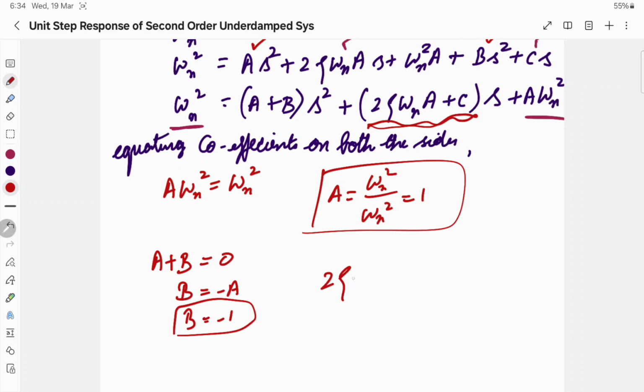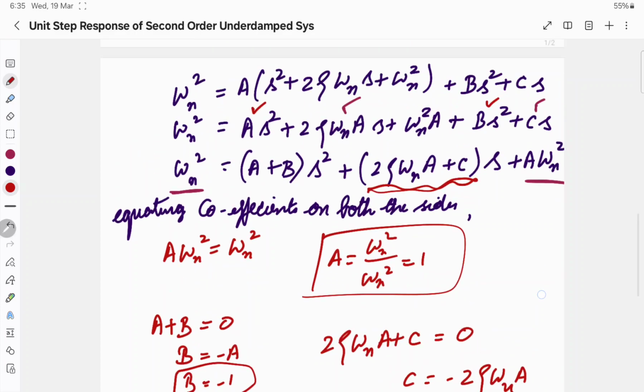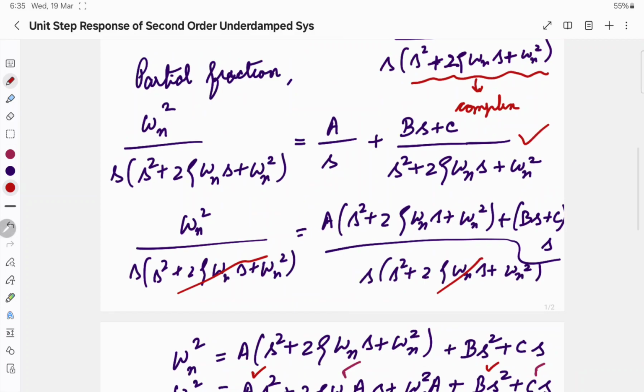So 2 zeta omega n a plus c equal to, the left side we don't have any coefficient of s, so it's 0. Okay, now plug the value of a, which is 1. So c is equal to minus 2 zeta omega n a. Since a is 1, it is minus 2 zeta omega n. This is the c value. Okay, so you got a, b and c. Now you can put the a, b, c values here in this equation.